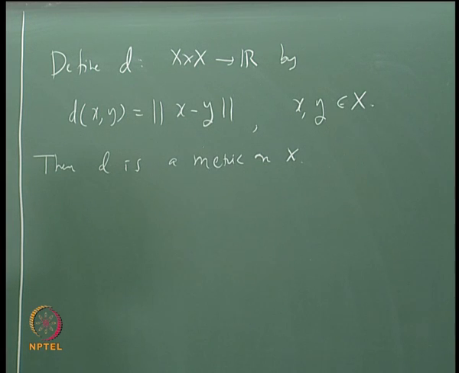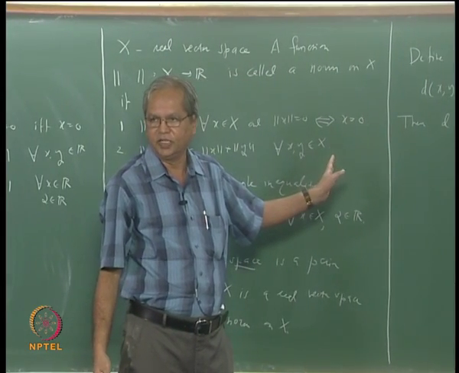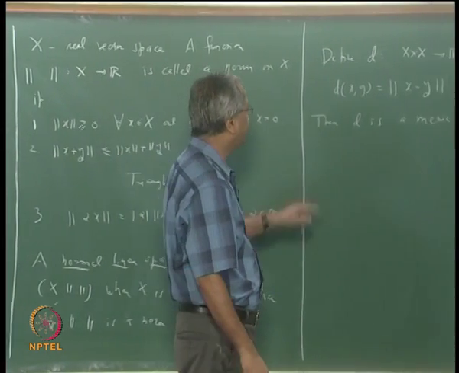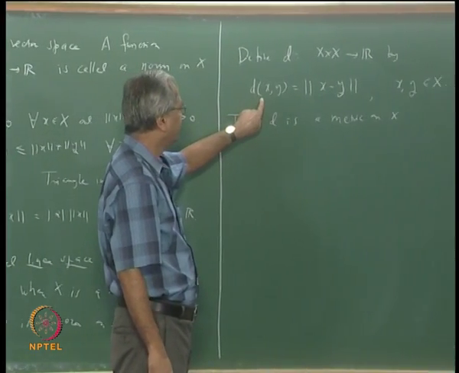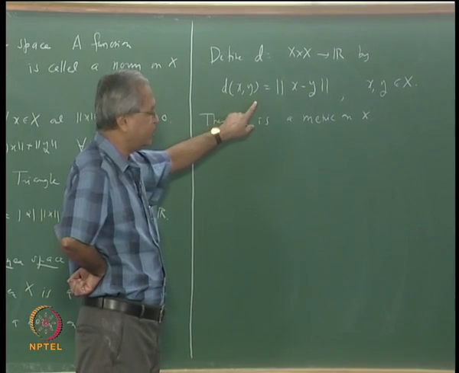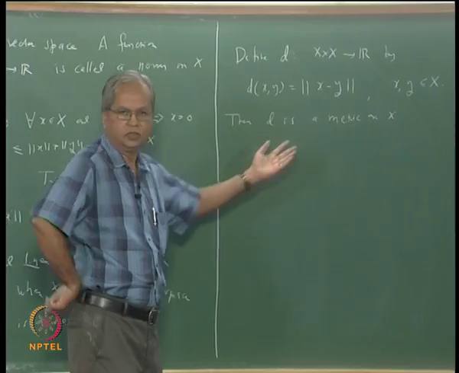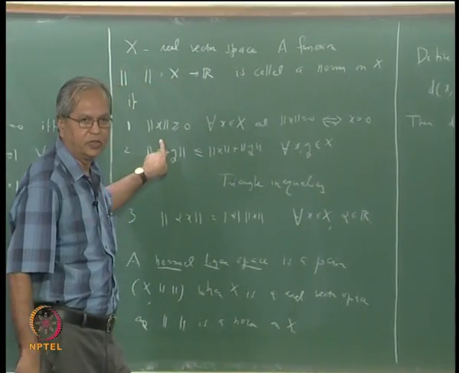d is a metric on X. Now how does one check that d is a metric on X? In fact it is fairly easy, we can quickly verify this. For example, what is required for showing that d is a metric? First of all, d(x,y) should be bigger than or equal to 0 for all x and y. Is it true? That follows from this first property here.